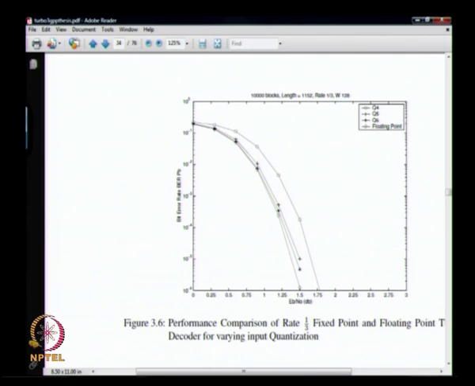All these things are important in practice. If you are implementing a turbo code, you have to worry about how many bits you are going to get per symbol. You will never get floating point.